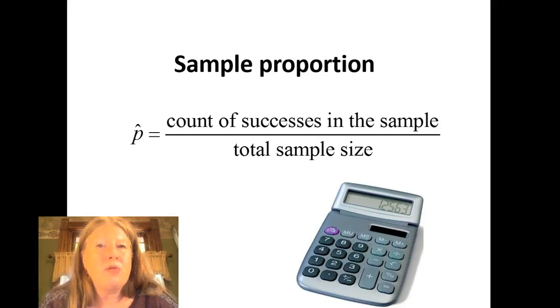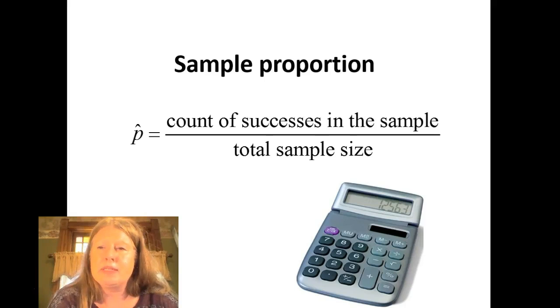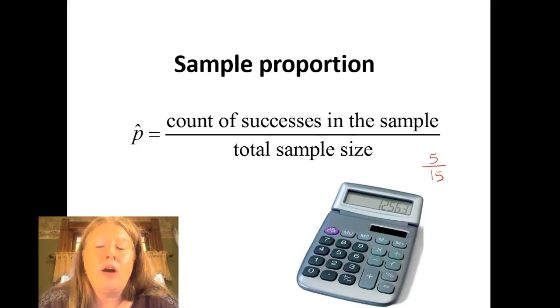If we go back to our M&M example, for instance, let's say I tell you that we have 15 total M&Ms and 5 of them are orange. And again, orange is being successful because we want to see how many oranges we have. If it's orange, it's a success. So you could take 5 and divide by 15, and then you would find your actual sample proportion.